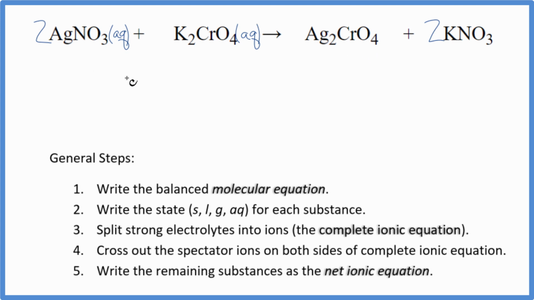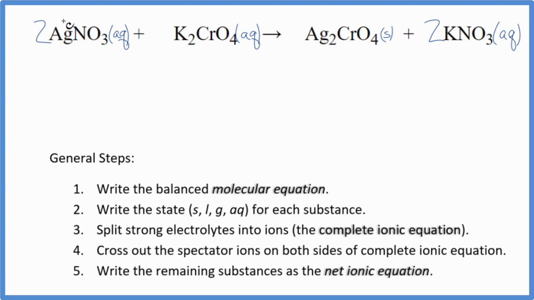That means these two things will react here, and this will produce an insoluble compound, and that's going to be a solid. So it'll fall to the bottom of the test tube as a precipitate. This will be a precipitation reaction. And then we have a nitrate here that's going to be soluble, AQ. Those are the states. Now we can split the strong electrolytes into their ions for the complete ionic equation.